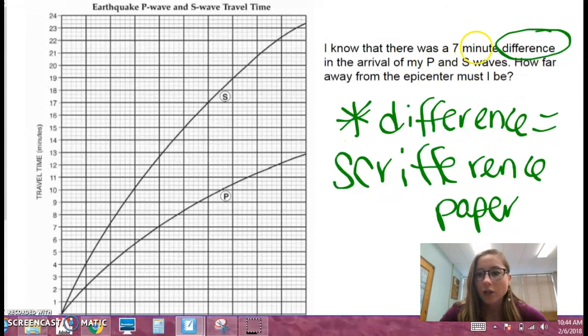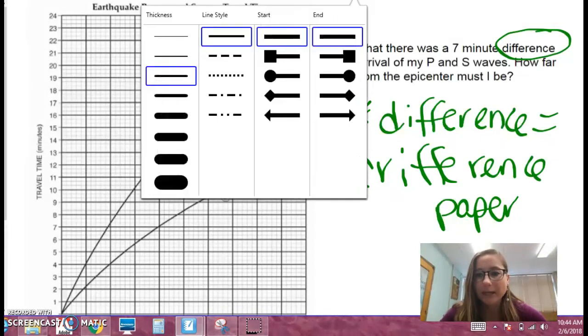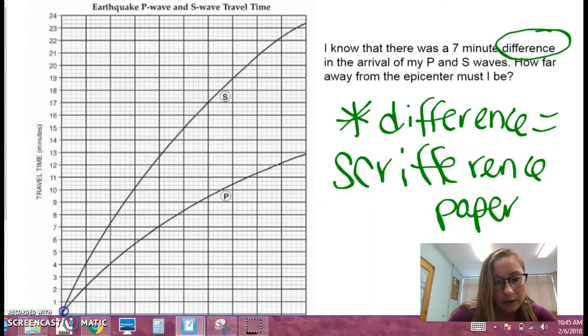Okay, you know there's a 7-minute difference between the P wave and the S wave. What we need to do is measure out 7 minutes of difference in between my P wave and my S wave. So, here, I'll use this one. I'm going to start at the very bottom, and I'm going to draw a line up to 7 minutes.